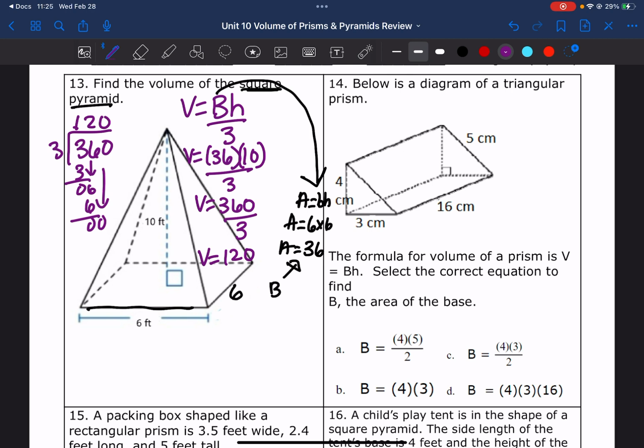Okay, and that would be feet cubed. This is our answer right here. Let me actually rewrite it down here. Volume is equal to 120 feet cubed. This is our answer.